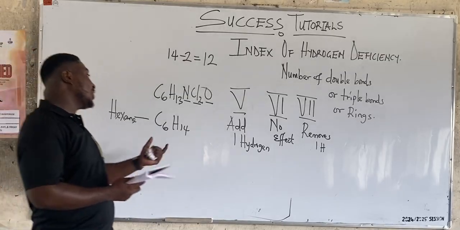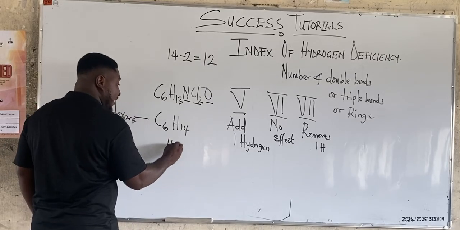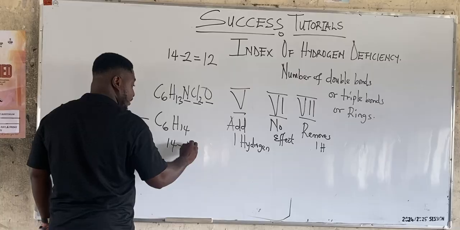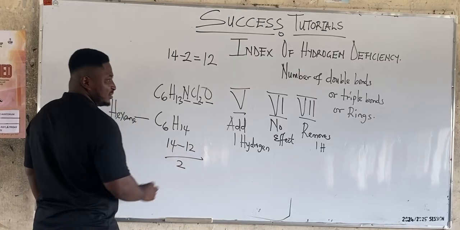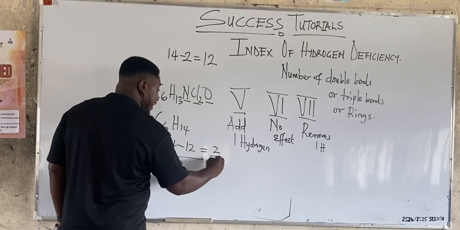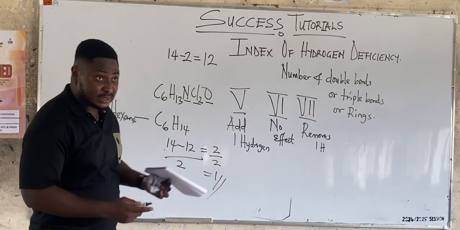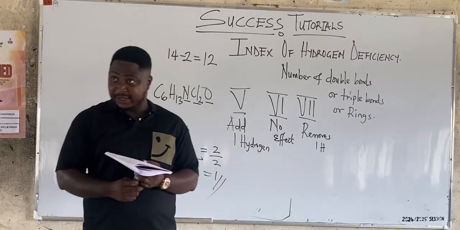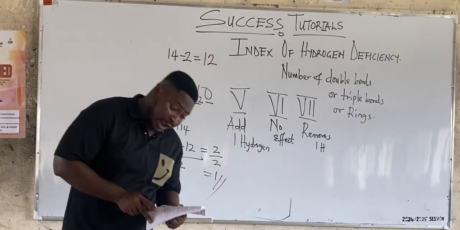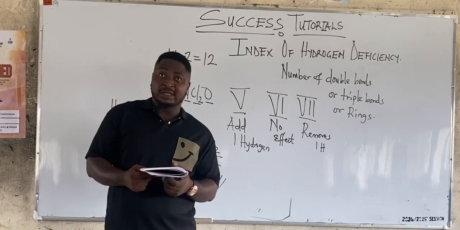But if it was saturated, it should have 14. You now find the difference between the saturated form, 14, and the unsaturated one, and divide by 2 to get your IHD. 14 minus 12 is 2. 2 divided by 2. So the IHD for this compound is 1. Class, are we following? This is how you calculate IHD.